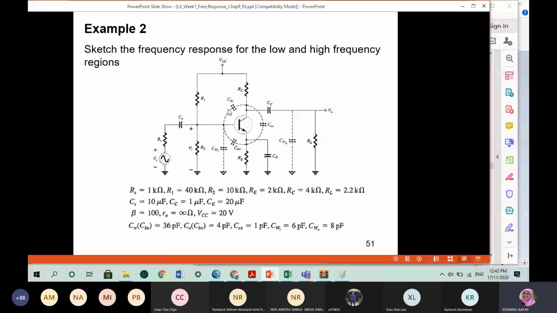In the previous example, the low frequency response, we did not evaluate the Miller effect. And here in this problem, we are given the internal CBC, CBE, CCE with very small value capacitances, in picofarads. External capacitors normally have the unit of micro, but the internal ones are 1000 times smaller than the physical. So here you have all pico values: 36 pico, 4 pico, 1 pico. And the wiring is also in units of pico. CWI is 6 pico, CWO is 8 pico.